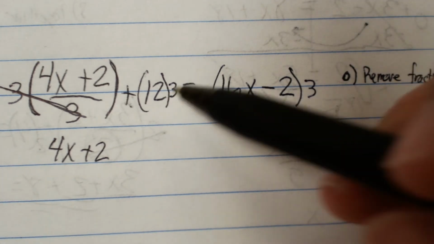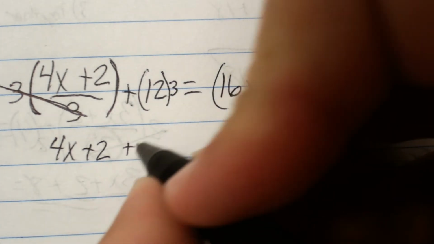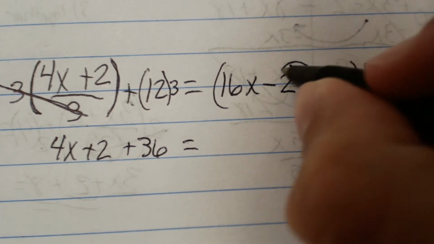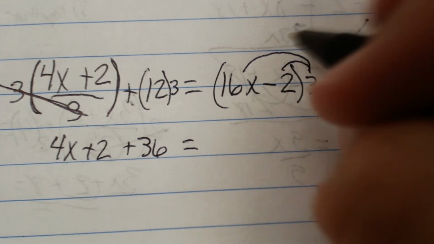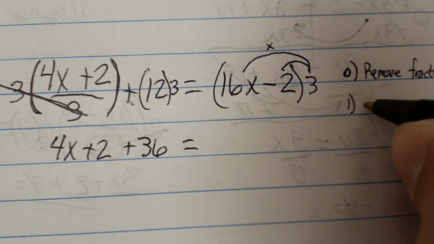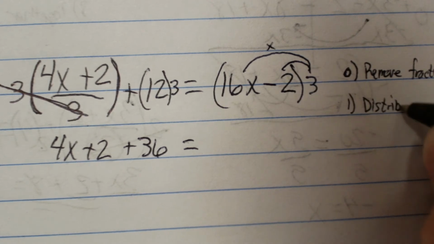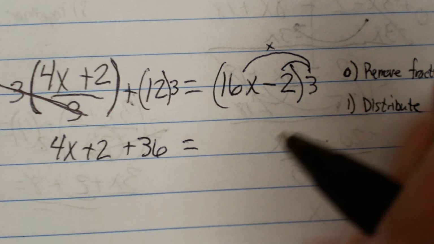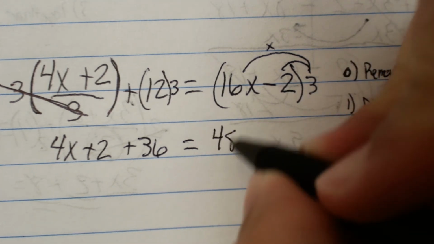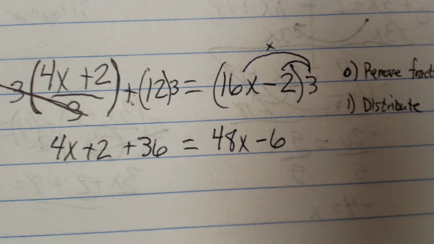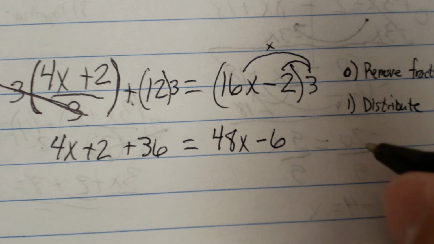Then we're going to multiply 12 times 3 and get 36. And then you're going to distribute this 3. Remember, every time we distribute, we multiply. We've moved on to actual step 1 by now, to distribute. So distribute 3 times 16x, 3 groups of 16x gives me 48x, 3 groups of negative 2 is negative 6.